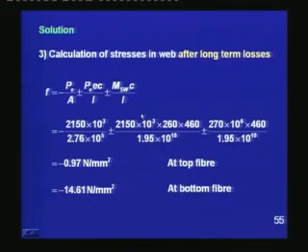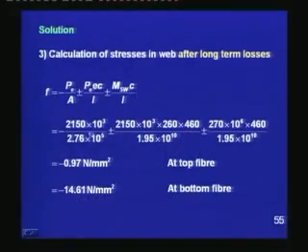The next step is the calculation of the stresses in the web after long term losses. That means before the cast in place concrete has been poured, we are recomputing the stresses in the web considering the drop in the prestress, and with the effective prestress equal to 2150 times 10 to the power 3 newtons, we are having a stress of minus 0.97 Newton per millimeter square at the top and minus 14.61 Newton per millimeter square at the bottom. This is the stress condition in the web just before the casting of the flange.